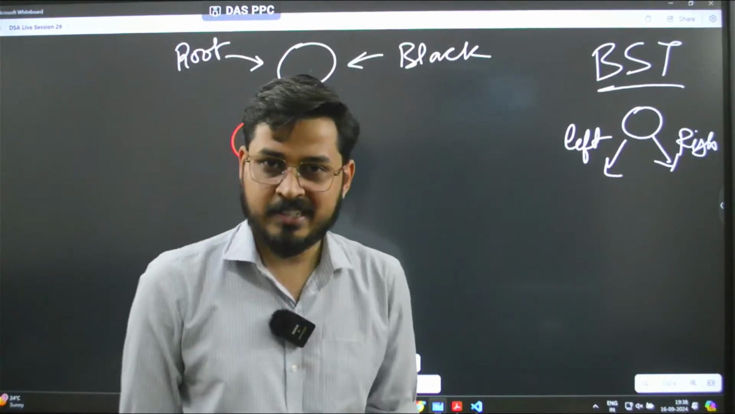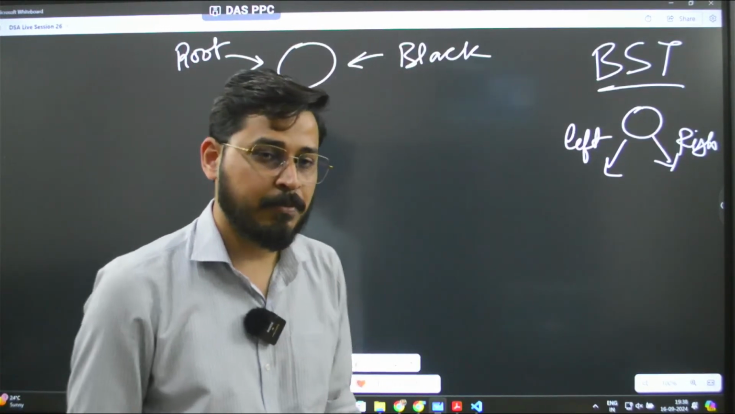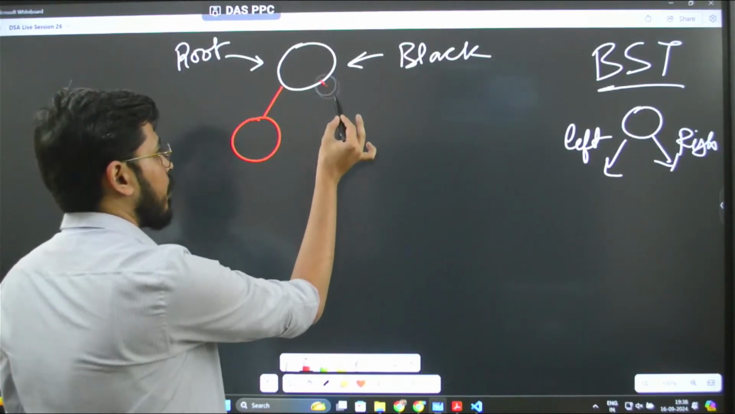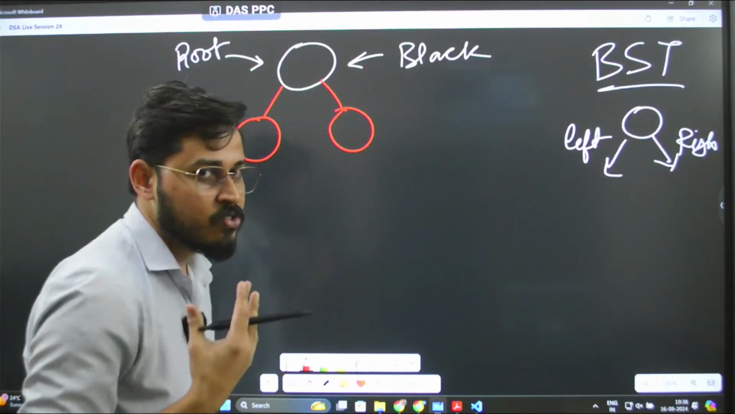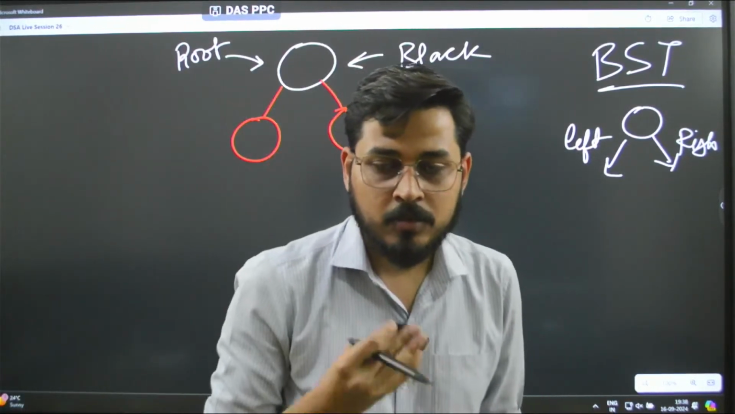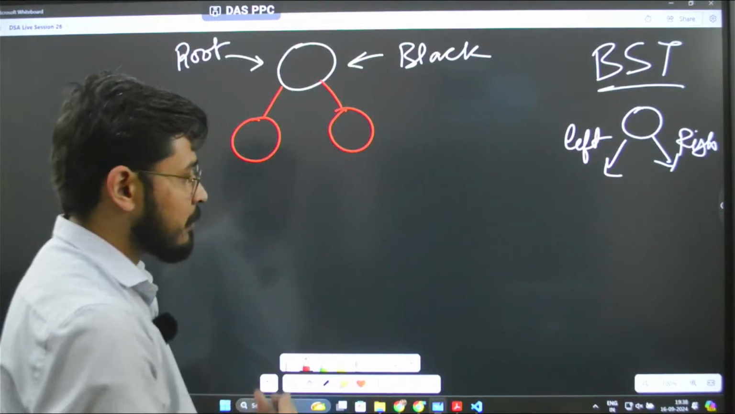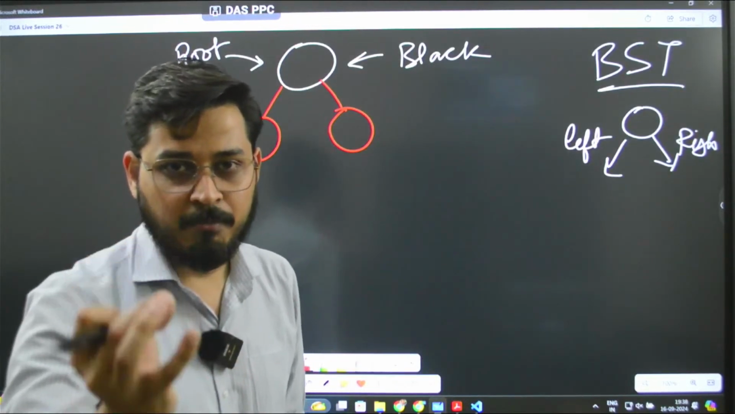Is the tree balanced? Of course, the tree is balanced, because one is black and one is red, and a black node can have two children as red. Understood my point? This is also fine. Is the tree balanced? Yes, the tree is balanced, guys.